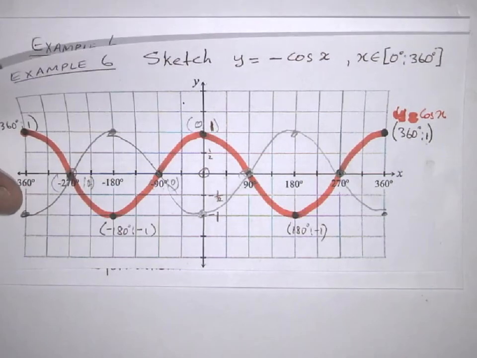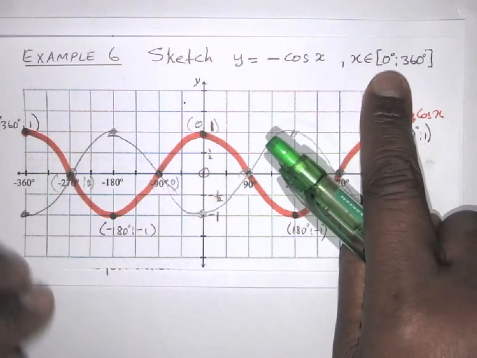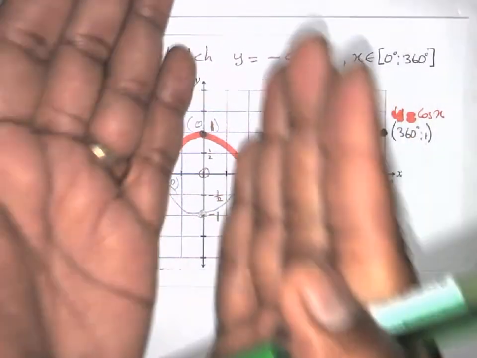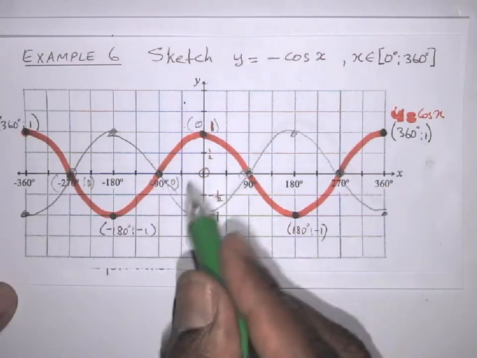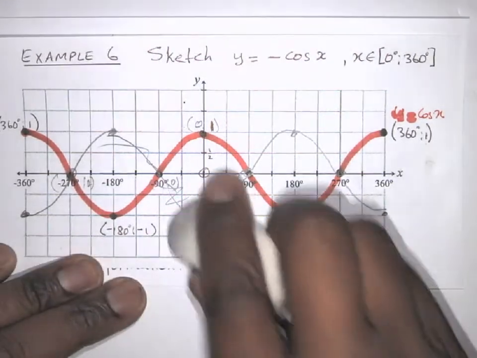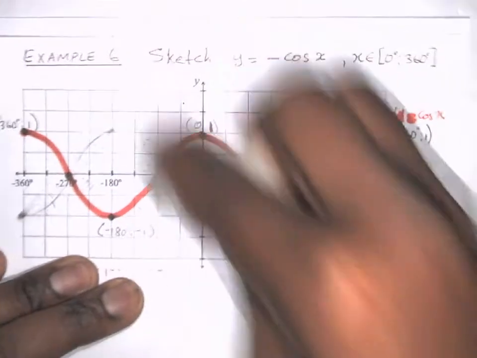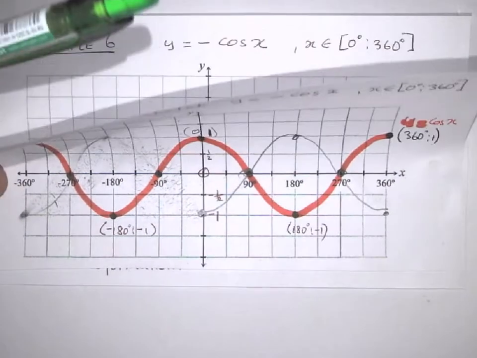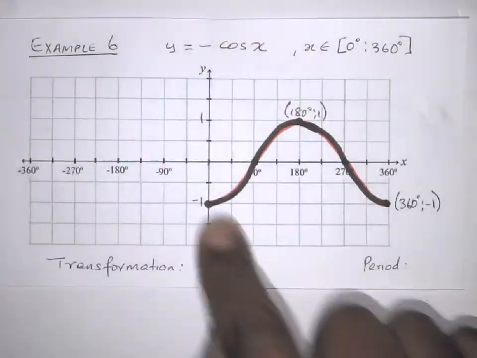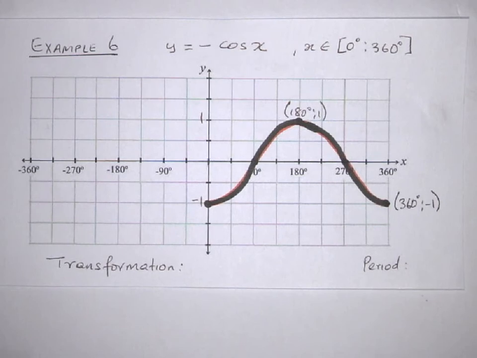That's a reflection. However, they wanted us to draw the graph from 0 to 360 only, so they don't need this part on this side. So you can erase it in the exam because you don't have a lot of paper. So you erase this one here, and then you are left with this part. So your graph will eventually look something like this. And then you can answer some of the questions.